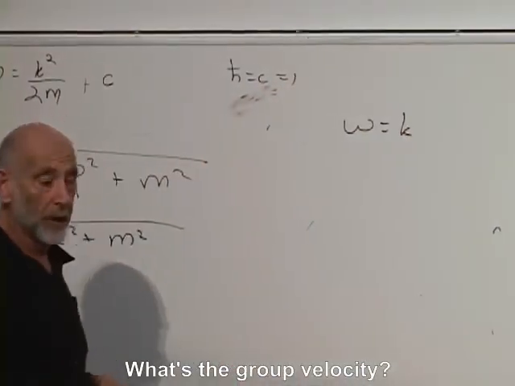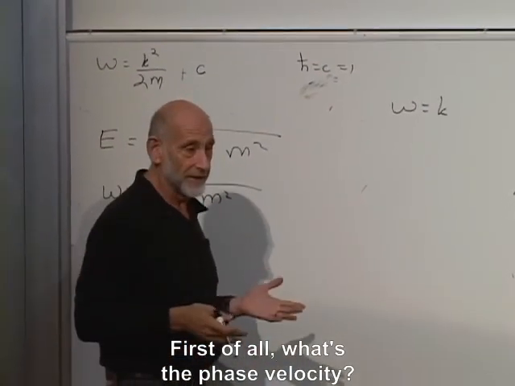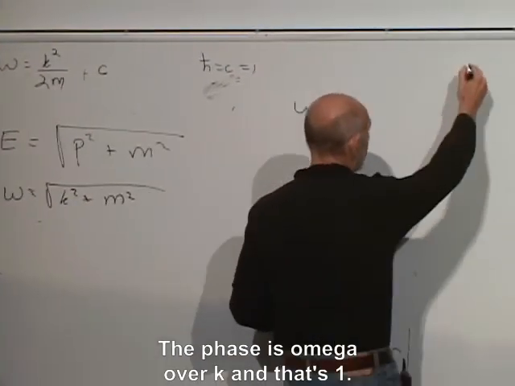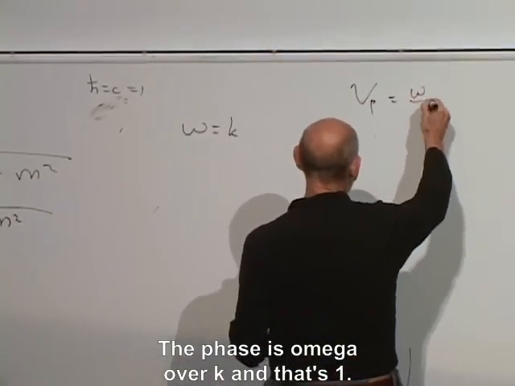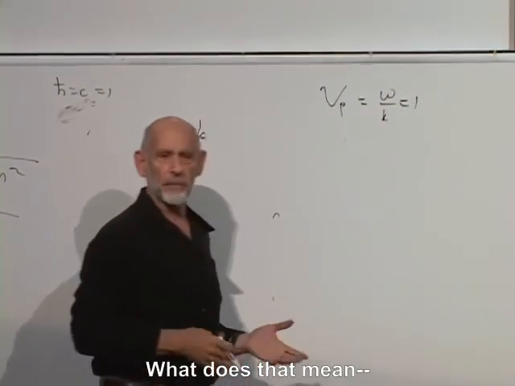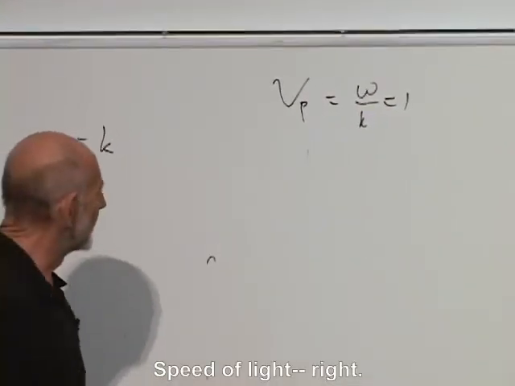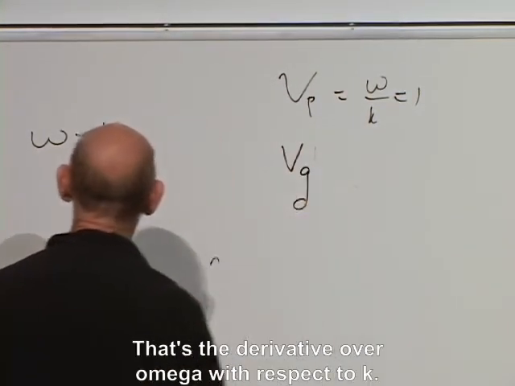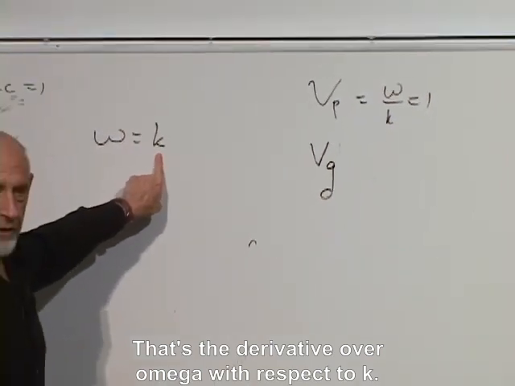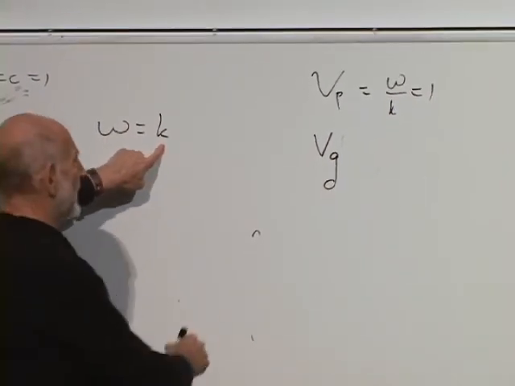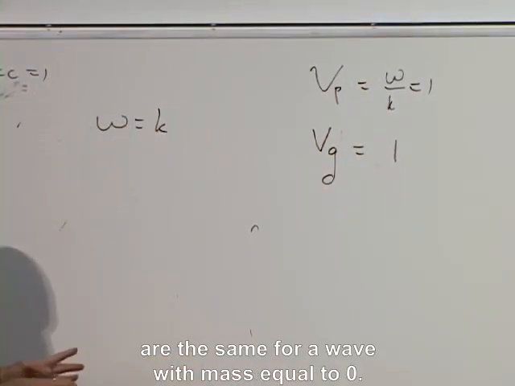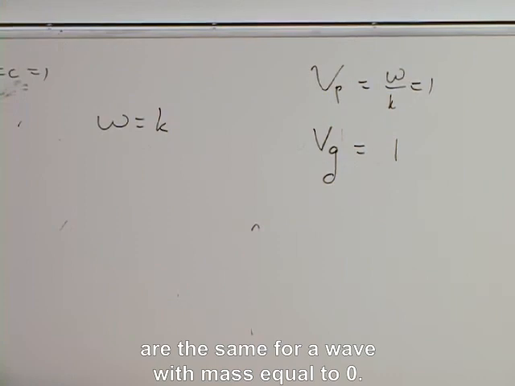What's the group velocity? First of all, what's the phase velocity? The phase velocity is omega over k, right? V phase is omega over k, and that's 1. Well, what does that mean, 1? Speed of light, right. What about the group velocity? V group, that's the derivative of omega with respect to k. What is that? 1. The group velocity and the phase velocity are the same for a wave with mass equal to 0.